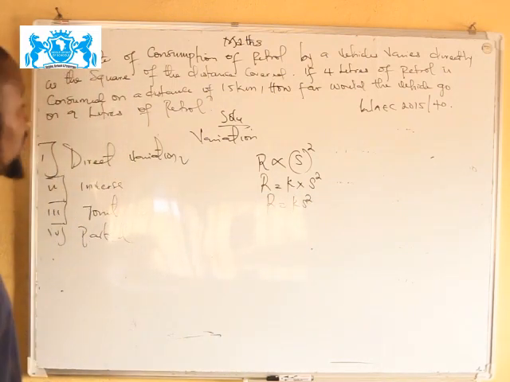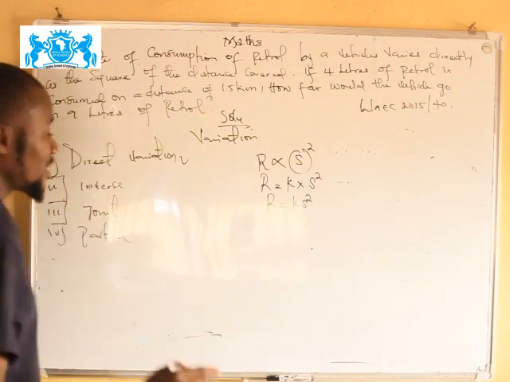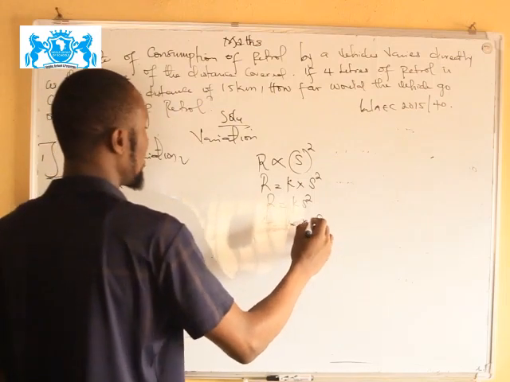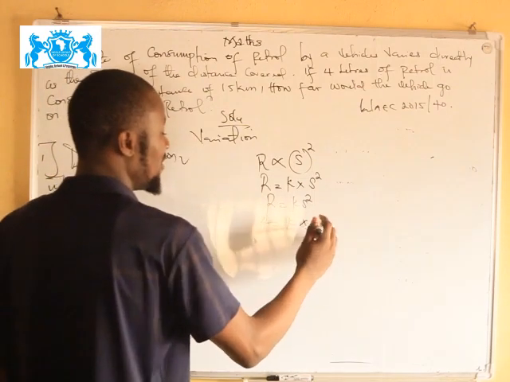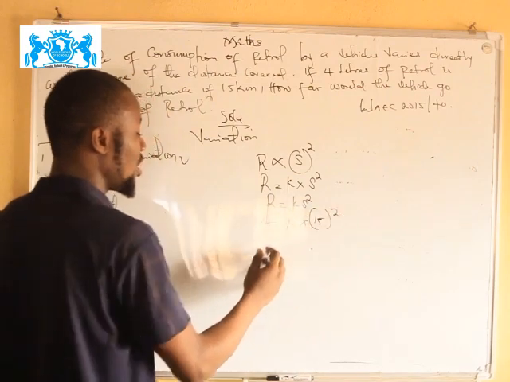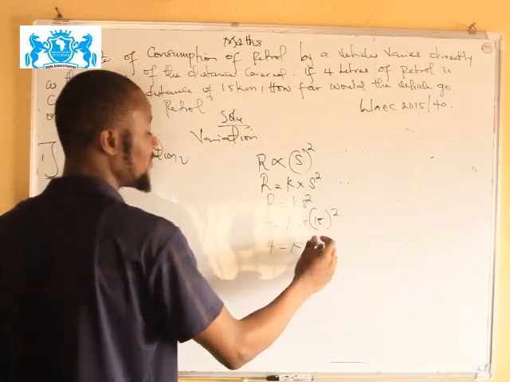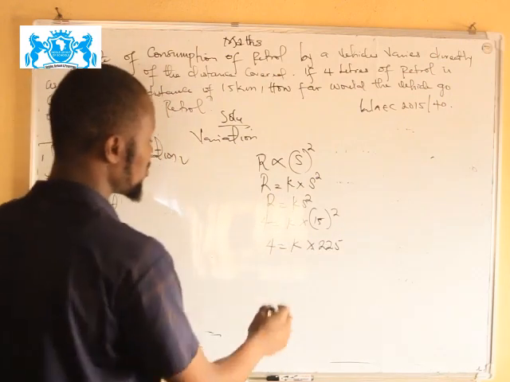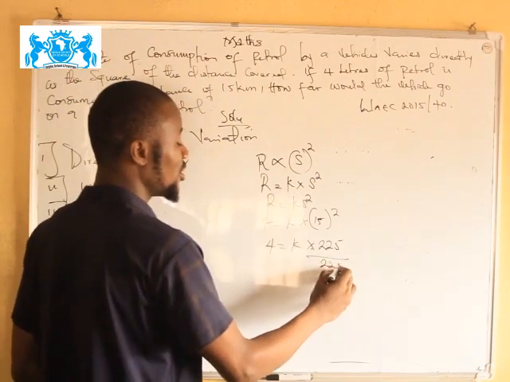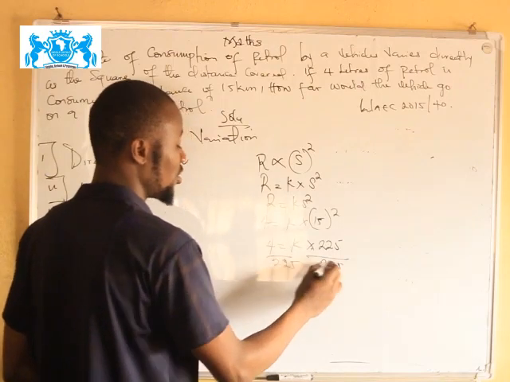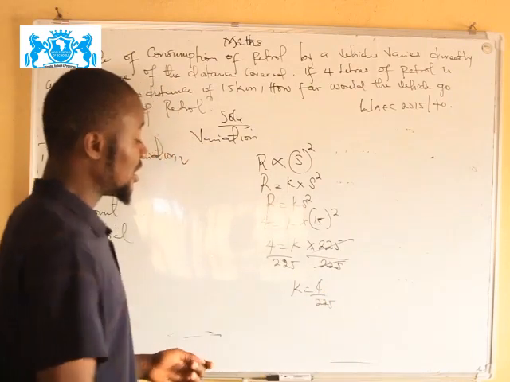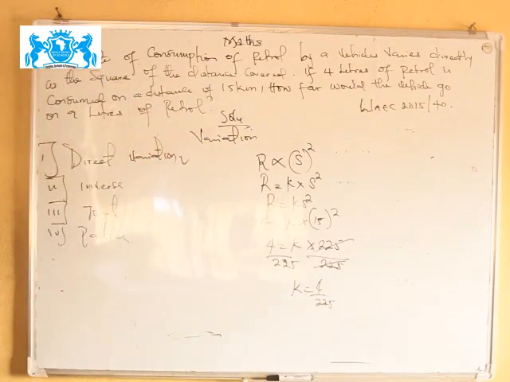Now, if 4 liters of petrol is consumed on a distance of 15 kilometers, so the rate r is now 4, equals k times your s, which is what? 15 raised to power 2. So 4 is equal to k times 15 raised to power 2, which is 225. So we are looking for k. Divide both sides by 225. So you have k is equal to 4 over 225, because there is basically nothing that can divide this.